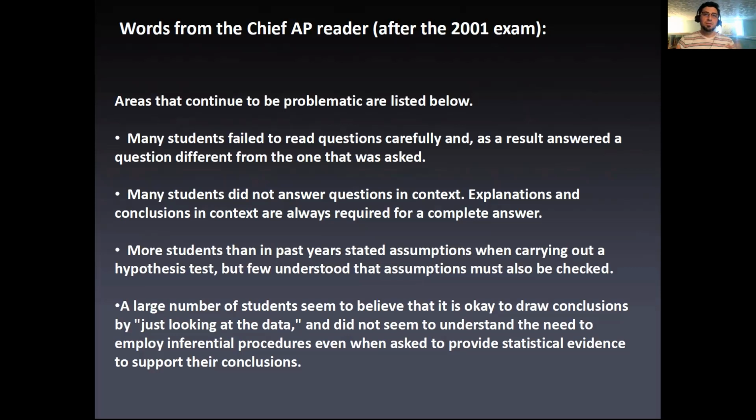And here are some things from a chief AP reader after the 2001 exam. This is old, but this is very good information. Areas that continue to be problematic: many students failed to read questions carefully and, as a result, answered a question different from the one that was asked. I see this in my class every single year with multiple students across all of my classes. You have to read all of the directions in all of the context of the problem. Many students did not answer questions in context. Explanations and conclusions in context are always required for a complete answer.